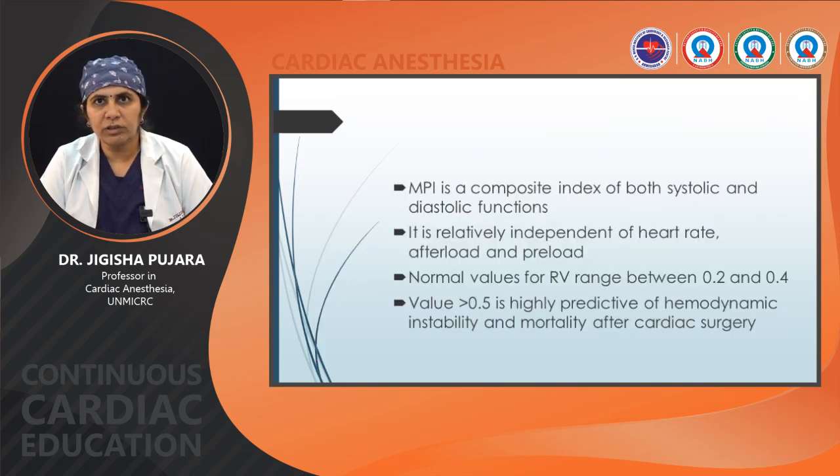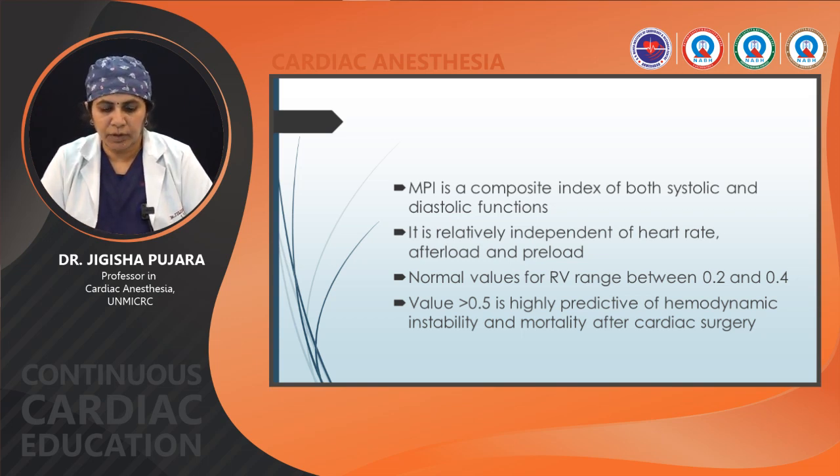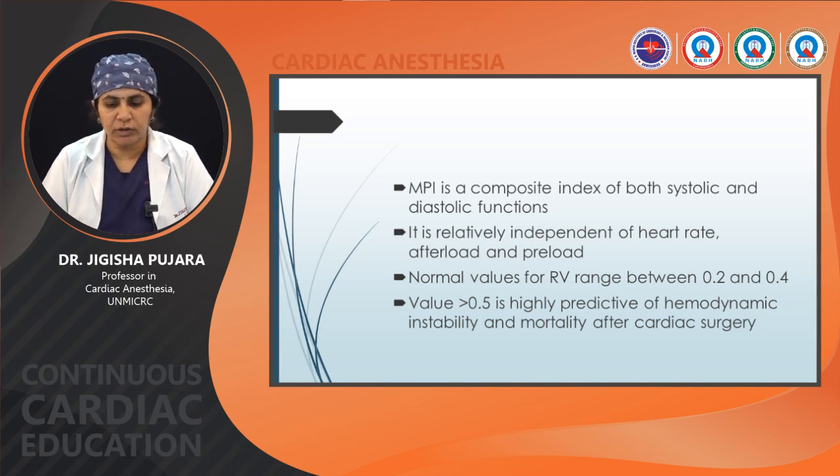MPI is a composite index of both systolic and diastolic function. It's relatively independent of heart rate, afterload and preload. Normal values for the RV range between 0.2 and 0.4. A value more than 0.5 is highly predictive of hemodynamic instability and mortality after cardiac surgery. Advantages of the MPI are that it's simple to estimate, reproducible and not affected by geometry, and it assesses the global function of the right ventricle.